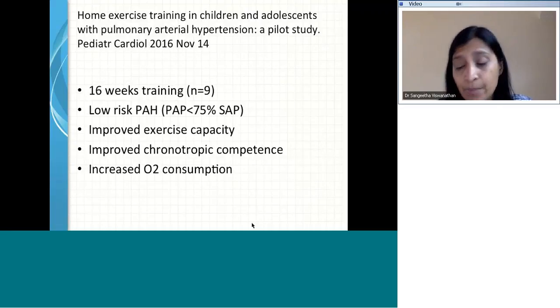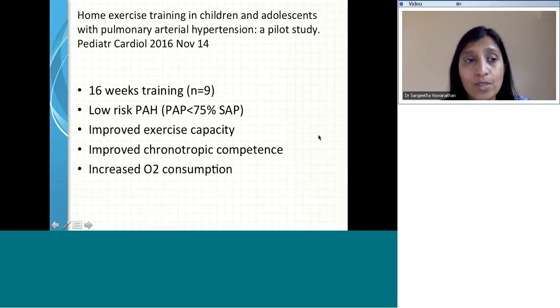Once again, this is the pulmonary hypertension data that I mentioned to you. It has been shown that cardiac rehabilitation does improve the exercise capacity, chronotropic response and oxygen consumption in these patients. But look at the small number of patients. These are also low-risk Eisenmenger type patients where the PA pressure is less than 3/4 systemic.